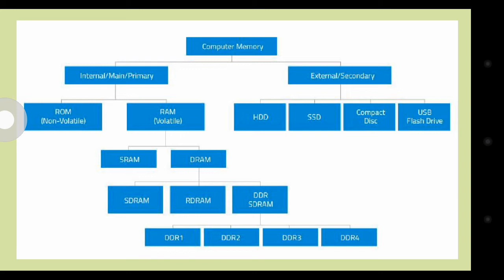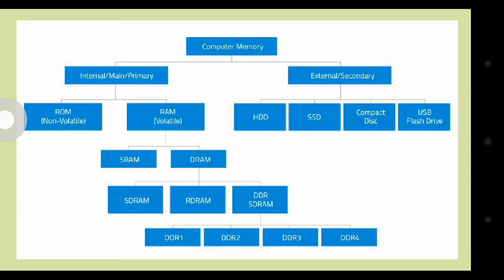The other type of RAM is the DRAM. It is a type of semiconductor memory that is typically used for the data or program code needed by a computer processor to function. The common types of DRAM are the following. First, synchronous DRAM. Second one is the Rambus DRAM. Third one is the double data rate SDRAM.